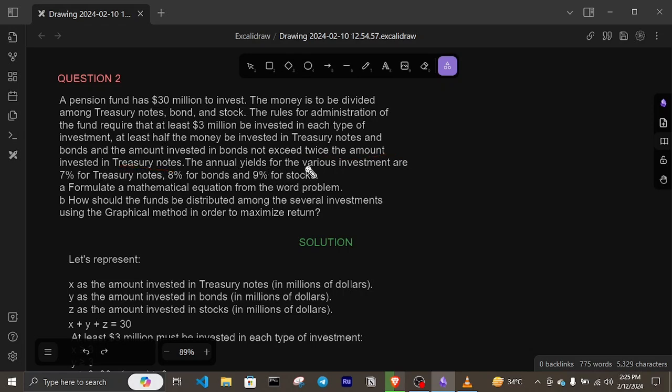The annual yields for the various investments are 7% for treasury notes, 8% for bonds, and 9% for stocks. A. Formulate a mathematical equation from the word problem. B. How should the funds be distributed among the several investments using the graphical method in order to maximize return?